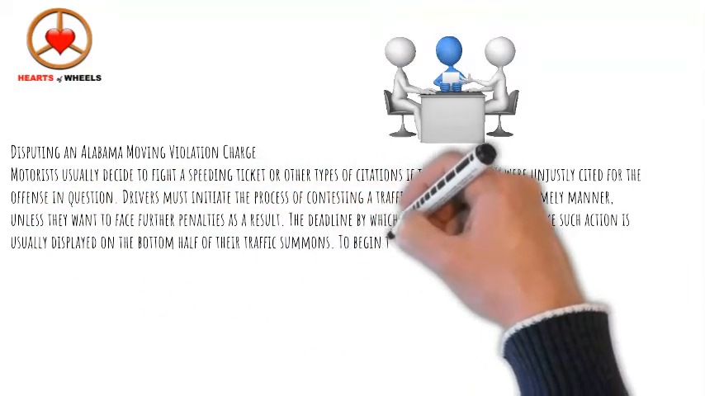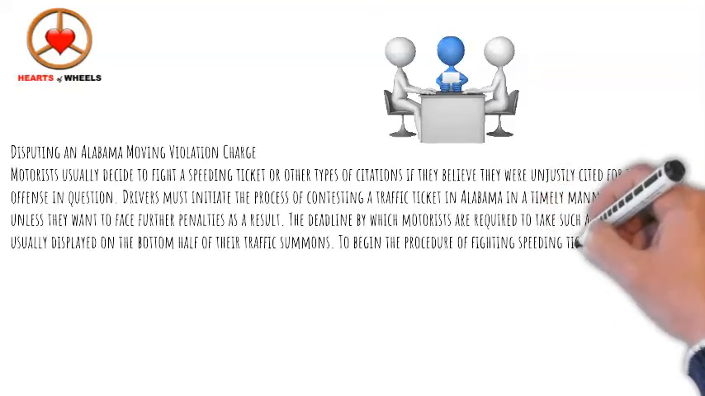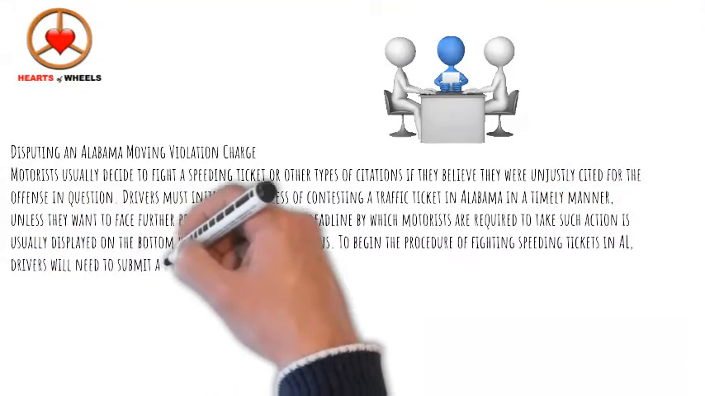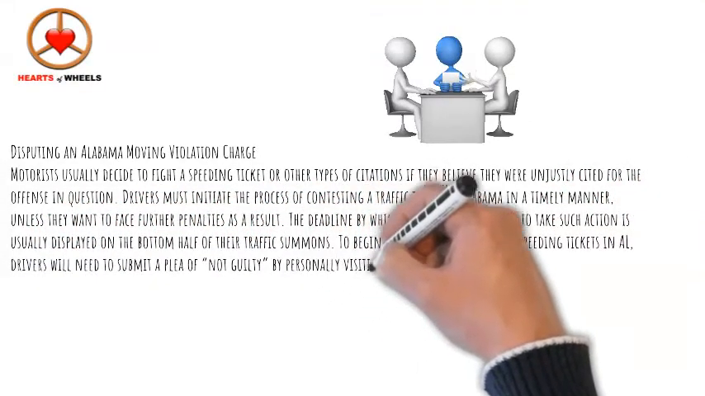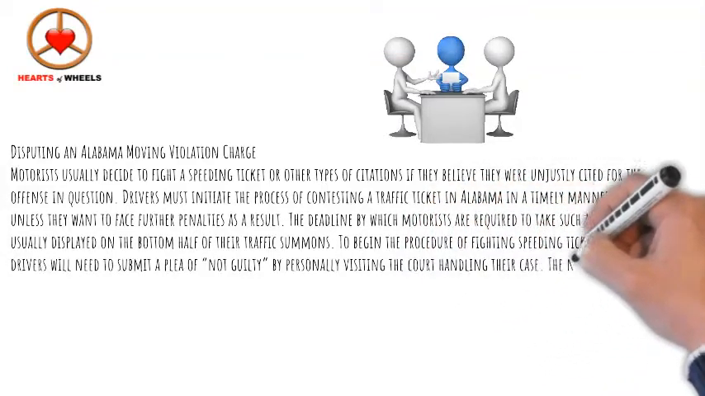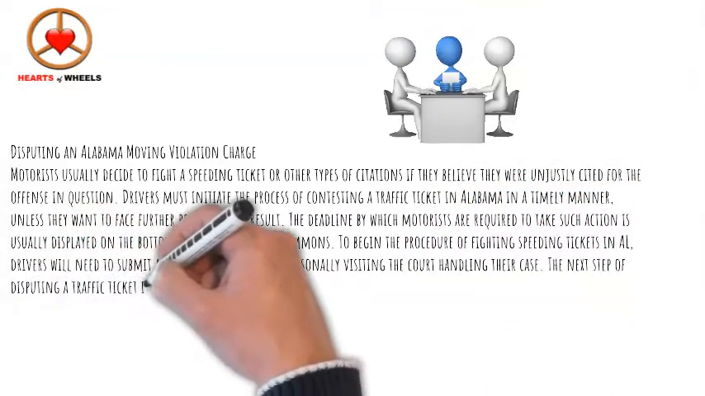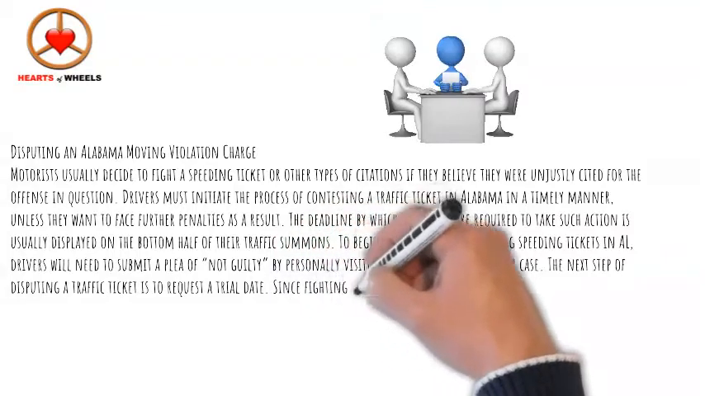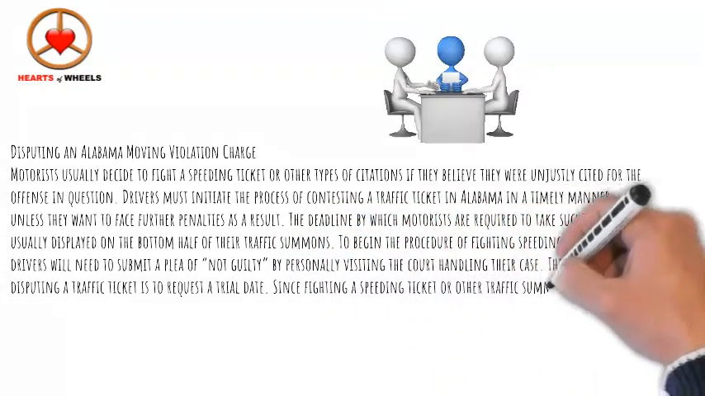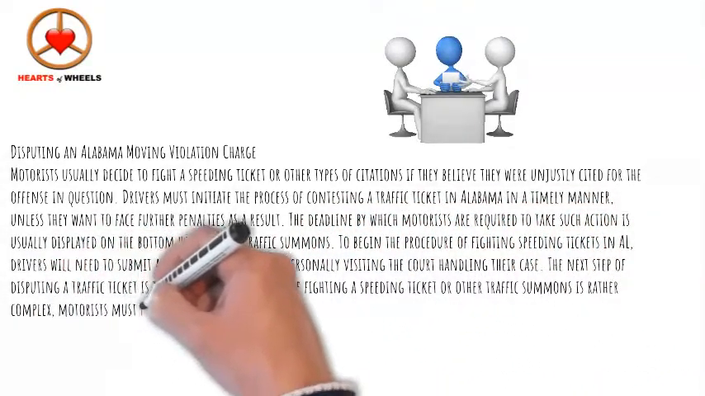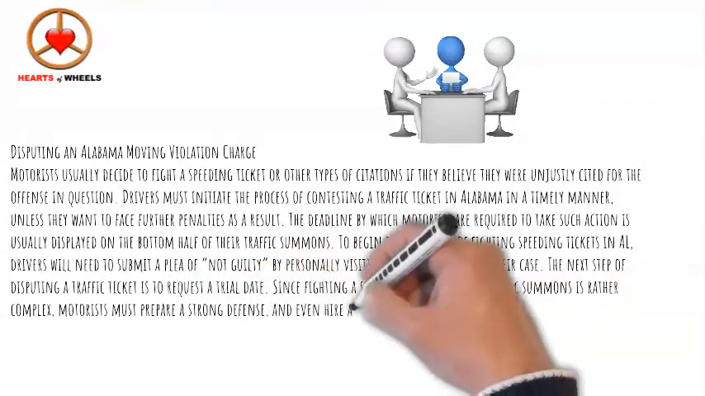To begin the procedure of fighting speeding tickets in Alabama, drivers will need to submit a plea of not guilty by personally visiting the court handling their case. The next step of disputing a traffic ticket is to request a trial date. Since fighting a speeding ticket or other traffic summons is rather complex, motorists must prepare a strong defense, and even hire an experienced lawyer to represent them in court.